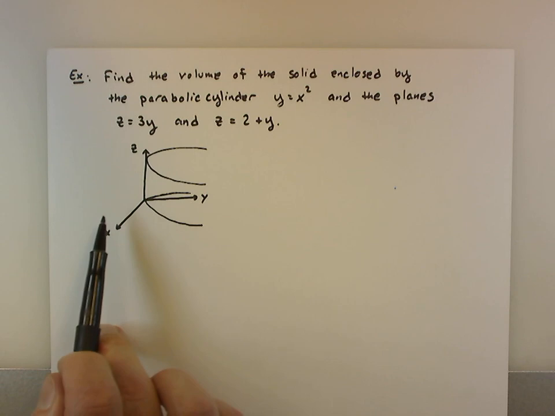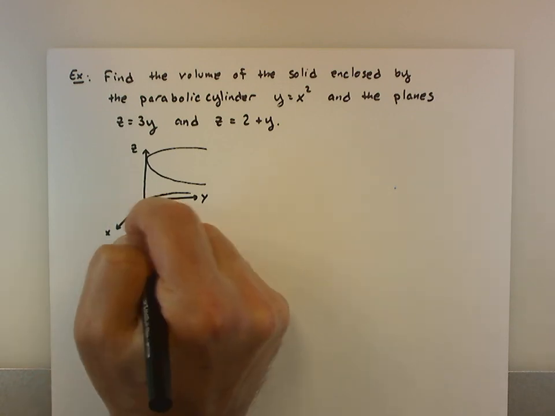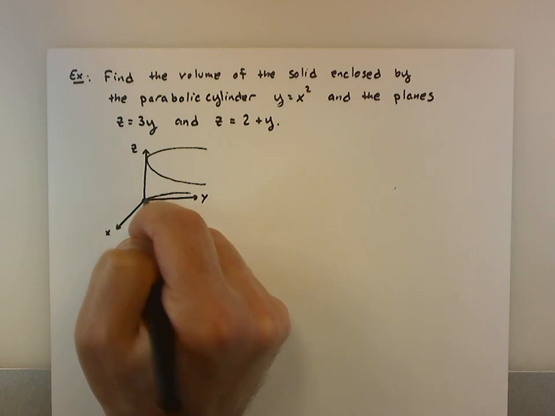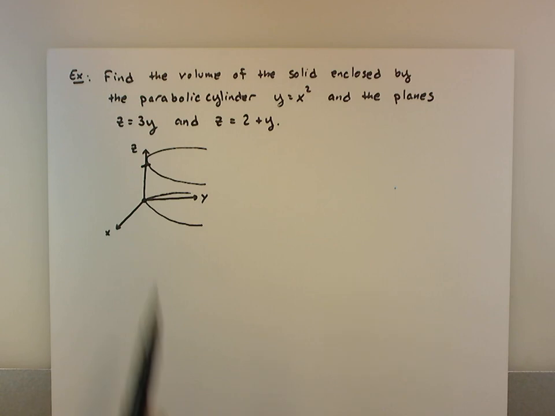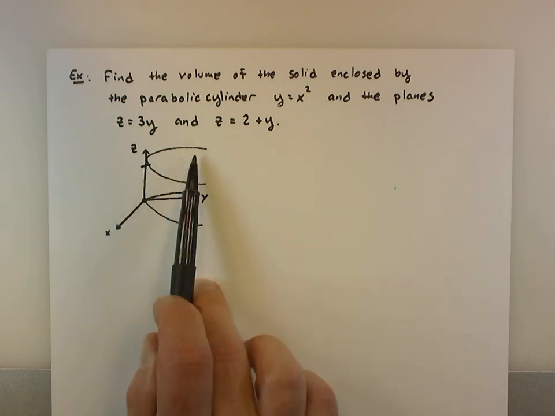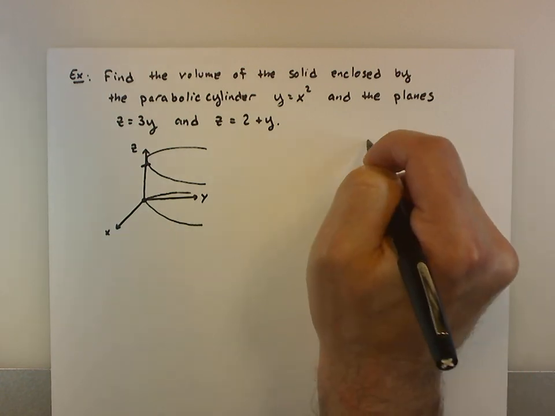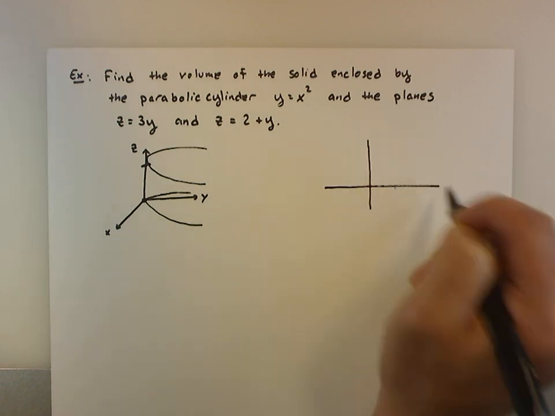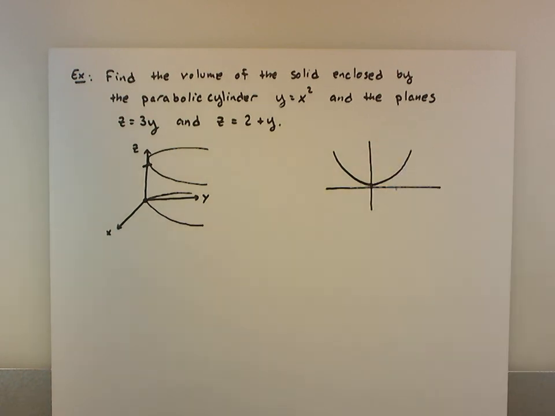I have a plane that goes through z is equal to 3y, and then I have a plane that's shifted up 2 units along the z-axis. So the plane z equals 2 plus y is higher than the plane z is equal to 3y. Then on y is equal to x squared, y is equal to x squared is this parabola.